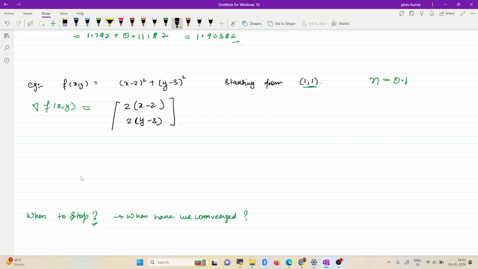Now starting from 1 comma 1, so W naught is 1 comma 1. What is W1? This is 1 comma 1 minus 0.1 times the gradient at this point. If you put in 1 comma 1, this is minus 2, this is minus 4. I might make a lot of computation mistakes, so please look at it, and if there is a mistake, please let me know. So W1 would look something like 1 plus 0.2, which is 1.2.